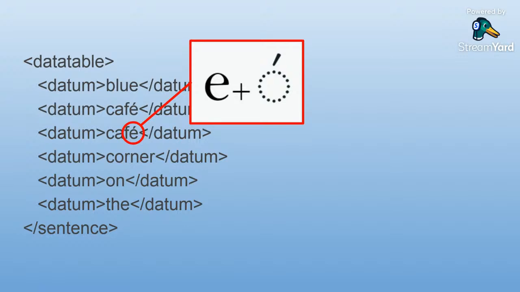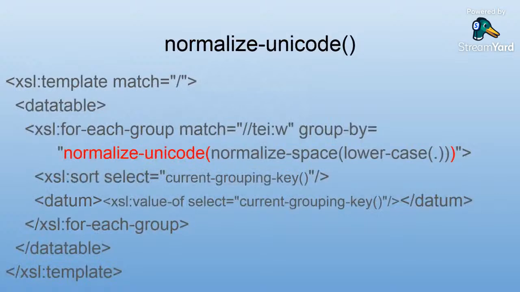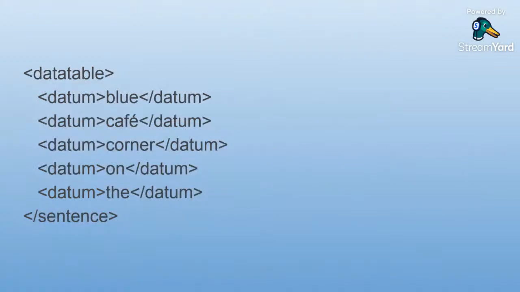Can we deal with this, I hear you ask? We've got a function for that, normalize-unicode. So we group by the lowercase, then normalize all the spaces out, and then normalize the Unicode, and bingo, we've only got one cafe in our results.